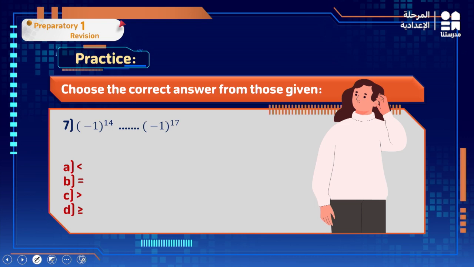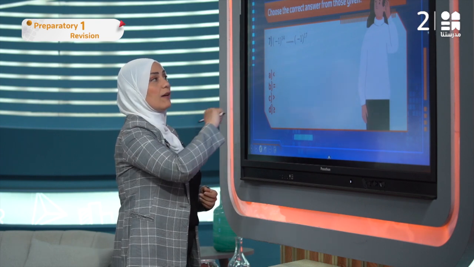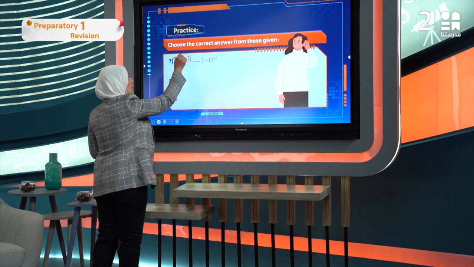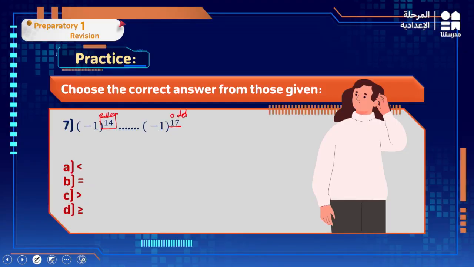Negative 1 to the power of 14 and negative 1 to the power of 17. I need to put a correct sign here. Less, equal, greater than, or less or equal, or greater or equal. Let's have a look at the exponent. It is even number here. And here the exponent is odd. And as we know, for any even power of a negative number, the value will be positive. For any negative number and the power is odd, the value will be negative. So the positive, of course, is greater than the negative. So positive 1 is greater than negative 1.